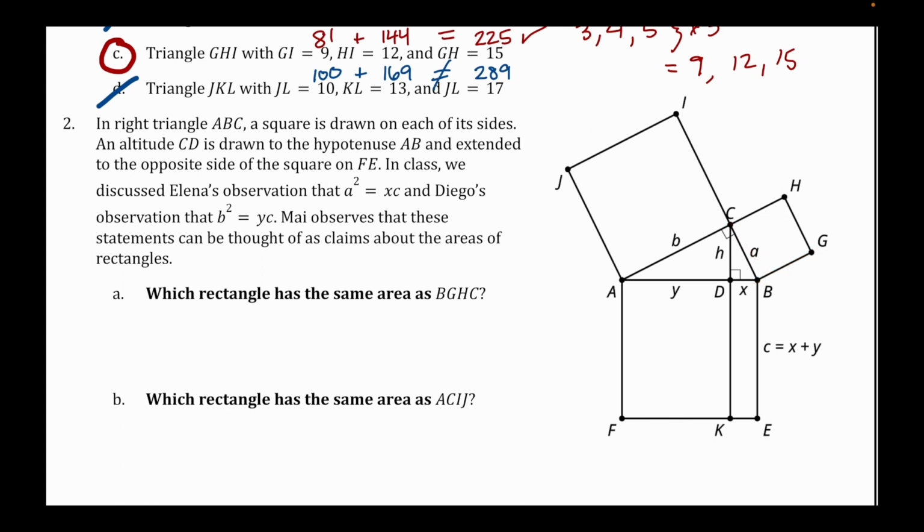Well, that's going to be the rectangle right here, the smaller of the rectangles. And this one is going to be x by x plus y. So let's name that one. It does have 4 corners to it. I'm going to call it BEKD.